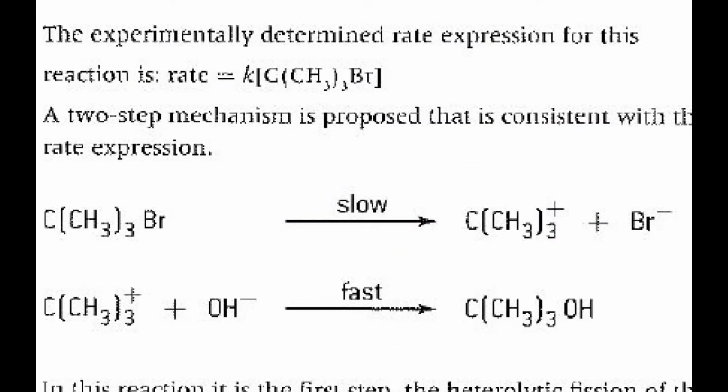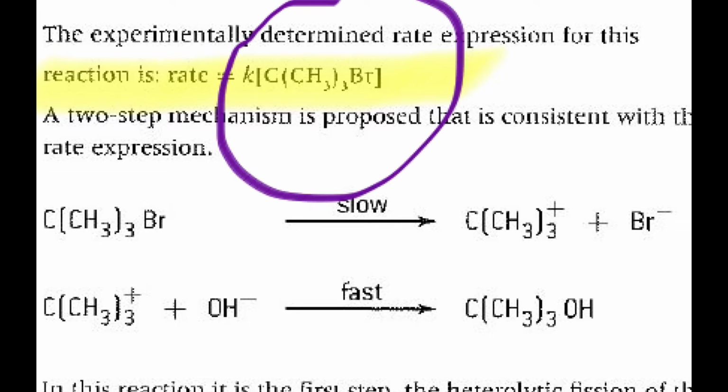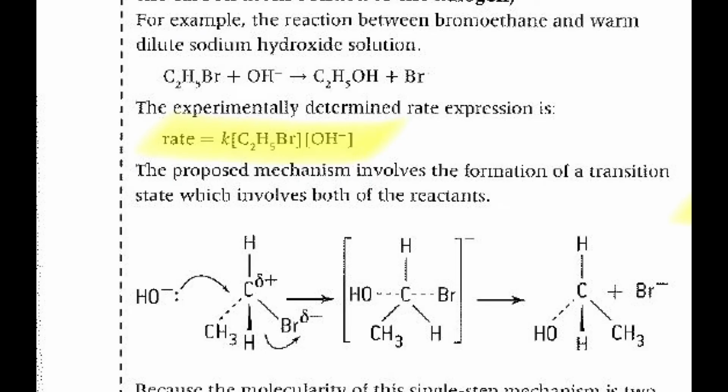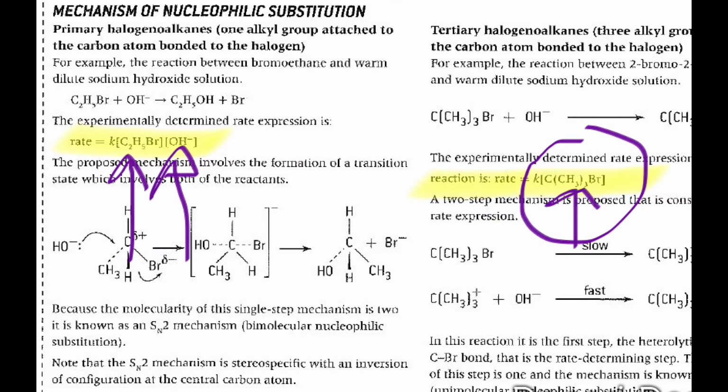We see the rate law here. We have only one molecule, only one reactant in the rate law. Whereas for the SN2 mechanism, right there, the rate law has two reactants. Here the rate law has one reactant. And so now let's turn back to the question and we'll be able to understand it better.